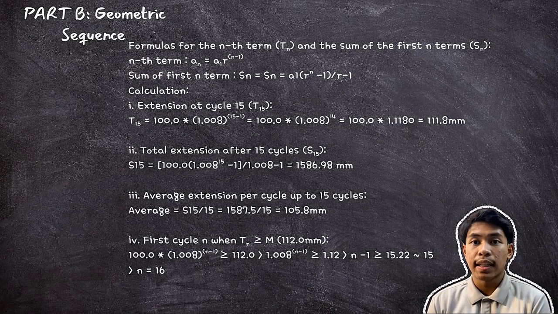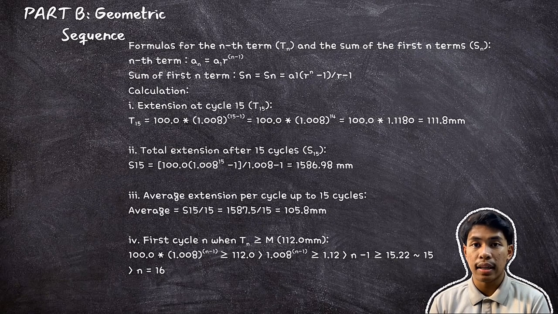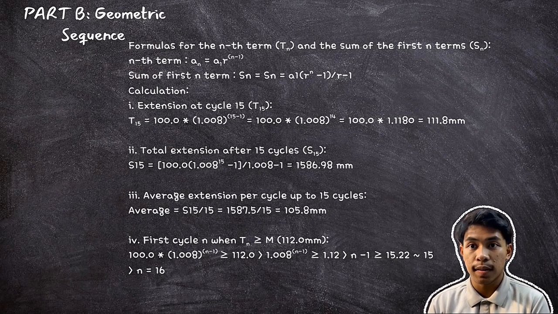50.22. Since n must be a whole number, it is rounded up. Therefore, the extension first exceeds the limit at cycle 60.